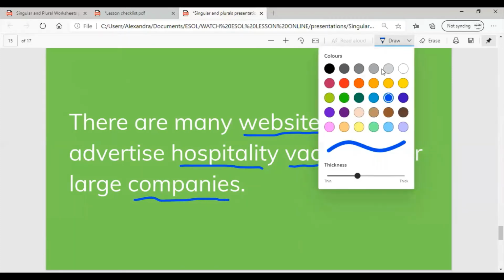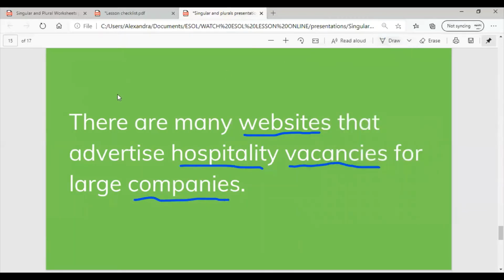Okay, so now we're going to look for our verb. So there are many websites that advertise. Now advertise is our verb, it's our action word, our doing word in the sentence. Hospitality vacancies for large companies.